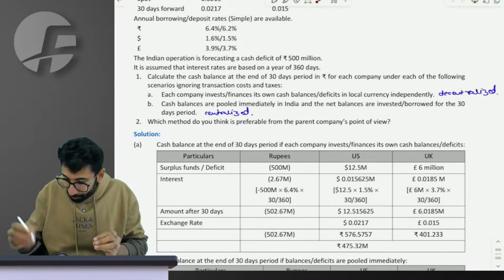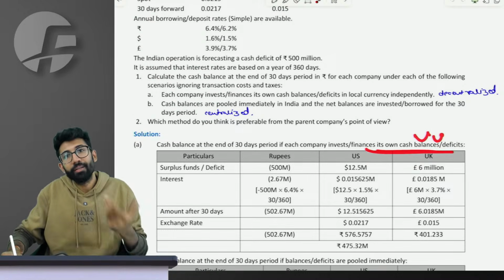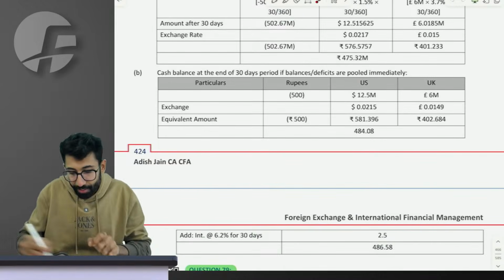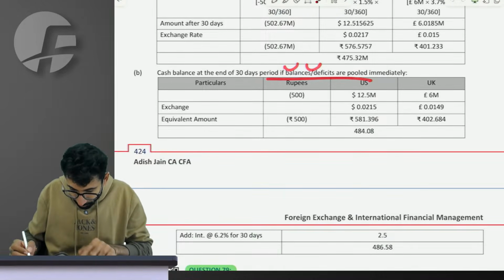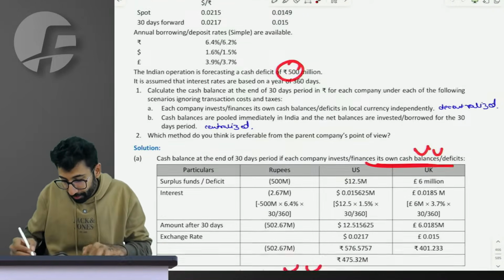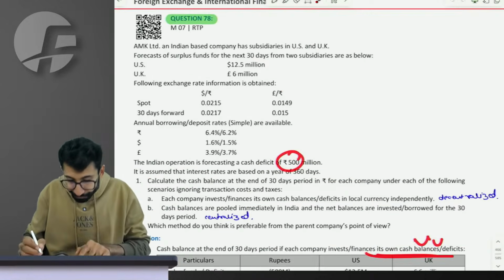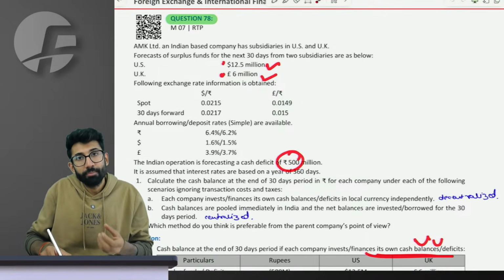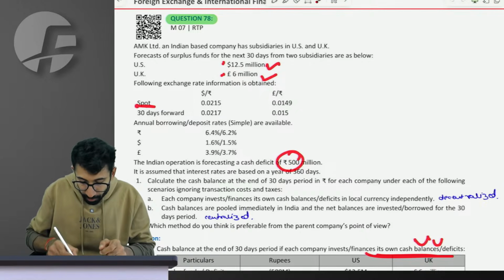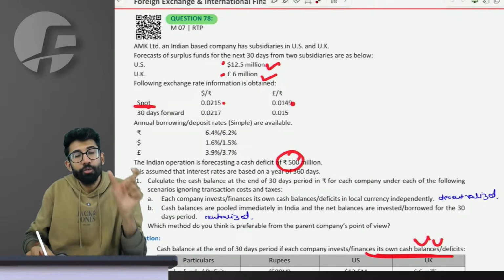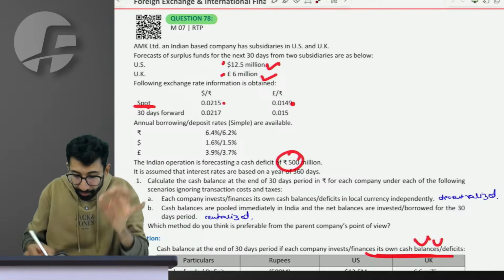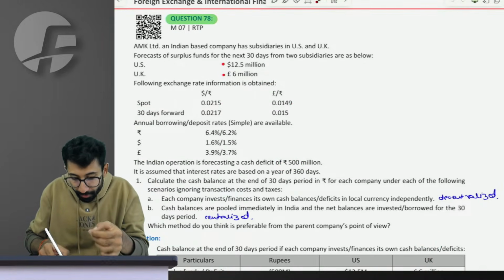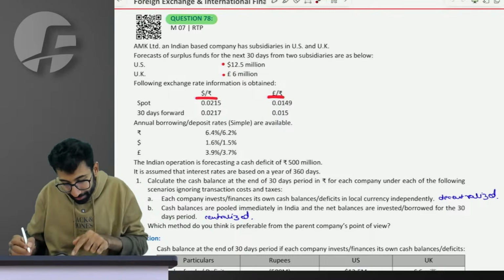What are we solving first? Let's solve the centralized first. Sir, rupee 500 million deficit, a negative number. The other two respective currencies, positive numbers because they are surplus. In the spot market we have only one rate, no bid ask, life is easy. Let's convert the respective currency to rupee. Let's go to the market, sell them. Since the rate is per rupee, we will divide it.